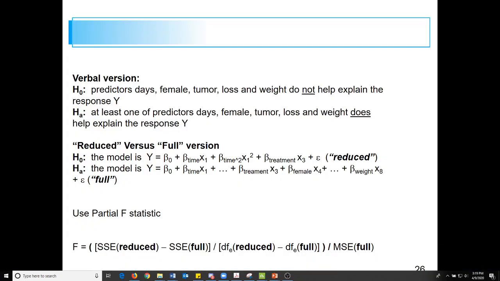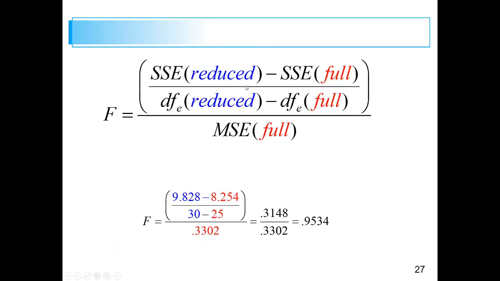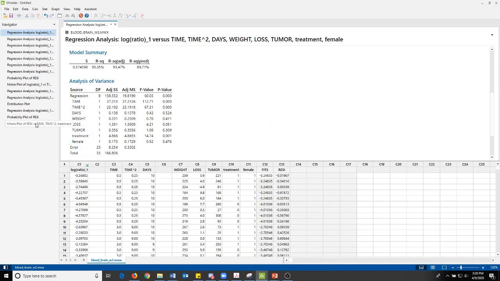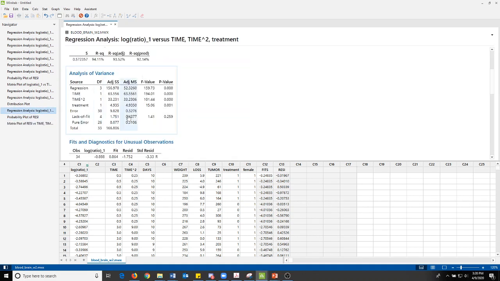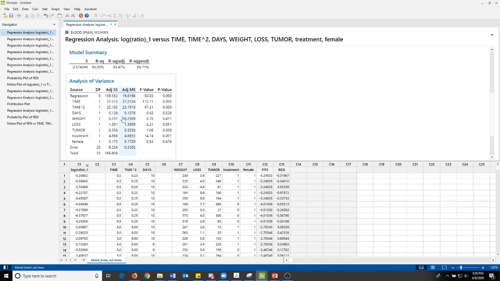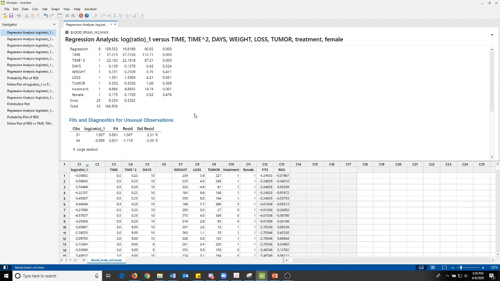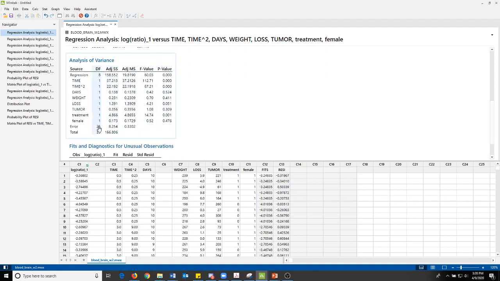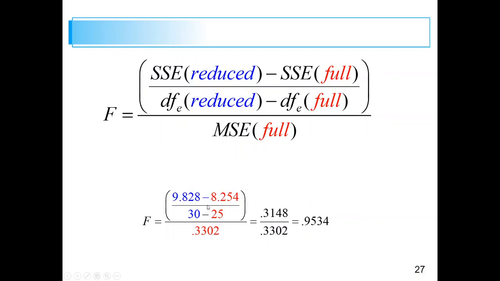So if I look at what my F statistic will be, I need the sum of squares error reduced minus the sum of squares error full. So I've got 9.828 and 30 from my reduced model, and this is back here. We've got the 9.828, and my degrees of freedom is full. That's my blue. And if I go up to my red for the full model, I can see that my degrees of freedom is 25, my SSE is 8.2454, and my mean squared error is 0.3302. And so I can plug those numbers in.